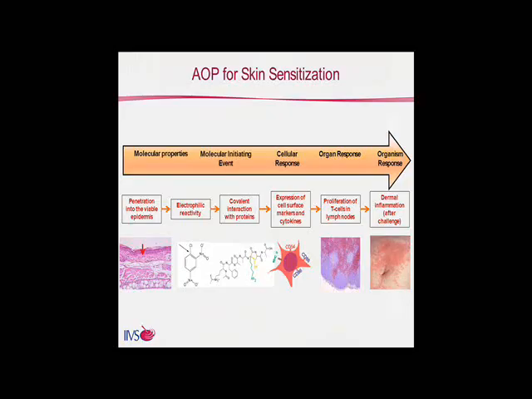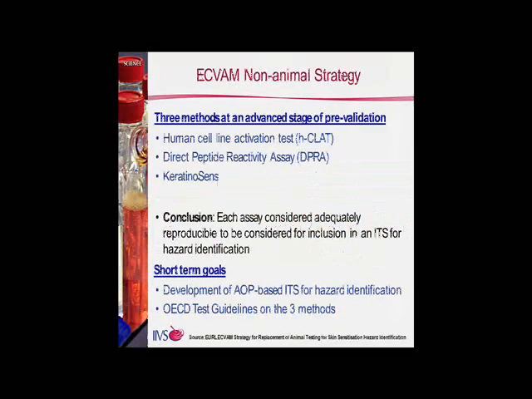Here's just a brief slide summarizing EURL ECVAM's non-animal strategy for assessing skin sensitization. ECVAM, or the European Centre for the Validation of Alternative Methods, has been leading the effort to promote these methods and to help us all have a validated method that we may use to assess skin sensitization. Currently, there are 3 methods which are at an advanced stage of pre-validation. These are the Human Cell Line Activation Test, or h-CLAT.